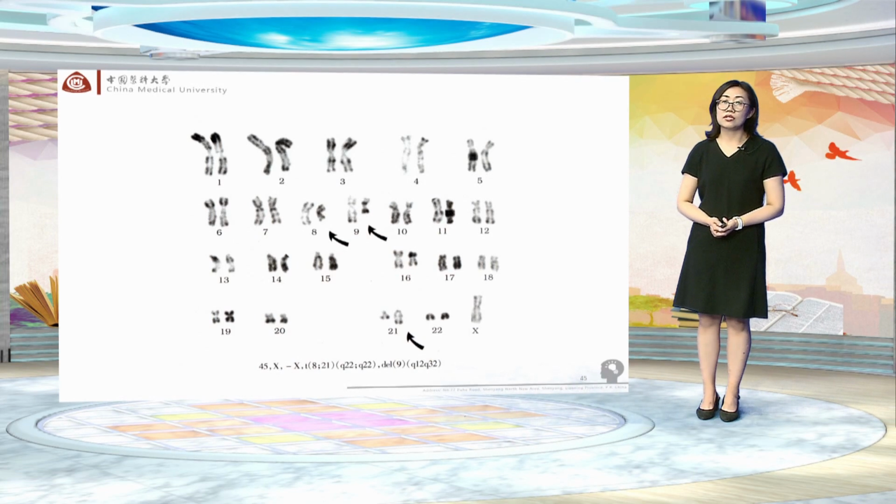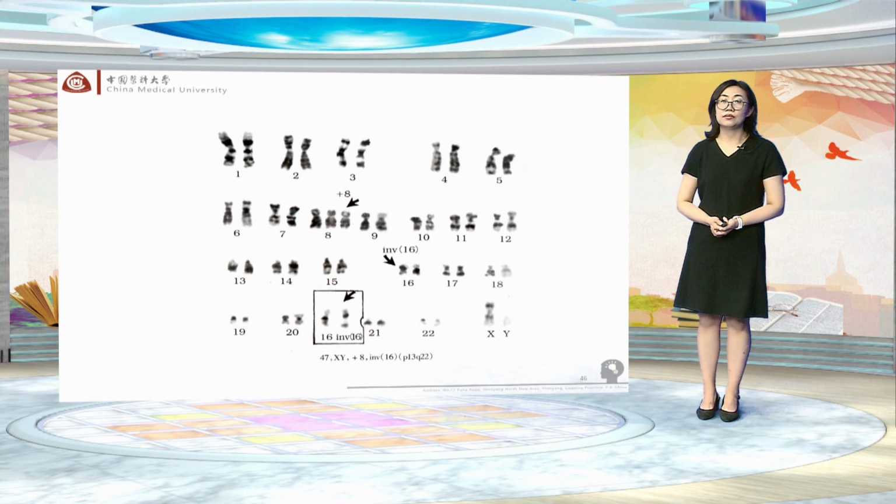This is a complicated analysis, which shows that there are 45 chromosomes, missing 1 X, with the translocation of Q22 of chromosome 8 and Q22 of chromosome 21, and the deletion of Q12 and Q32 of chromosome 9. This shows that there are 47 chromosomes, trisomy 8, and inversion of P13 and Q22 of chromosome 16.